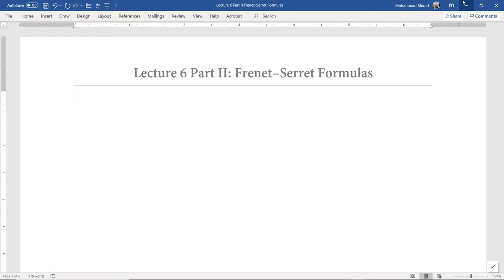Hello, welcome. In this part of the lecture, we're going to see some important formulas in the theory of space curves. These formulas are collectively called the Frenet-Serret formulas. In differential geometry, the Frenet-Serret formulas describe the kinematic properties of a particle moving along a continuous differentiable curve in three-dimensional Euclidean space.